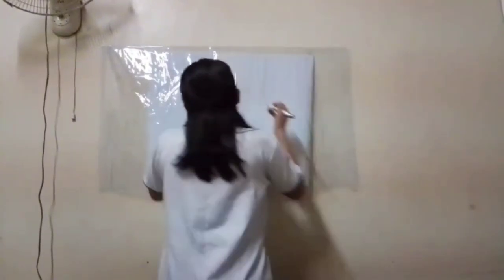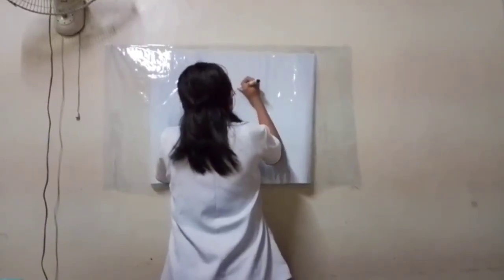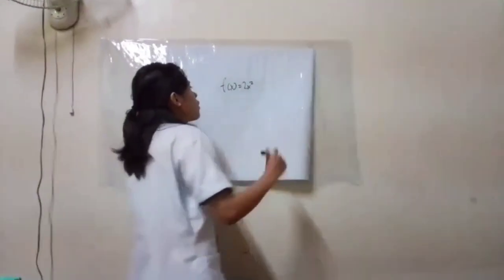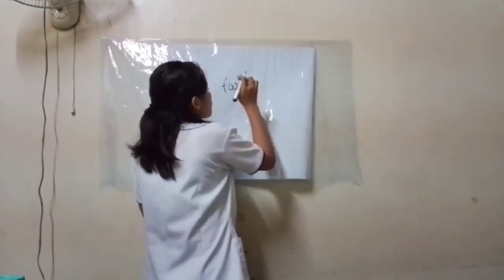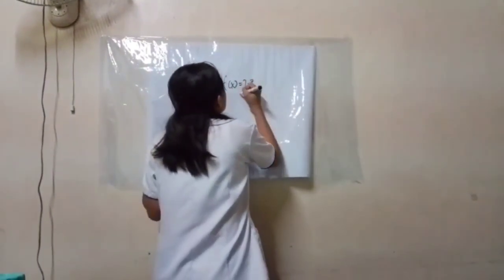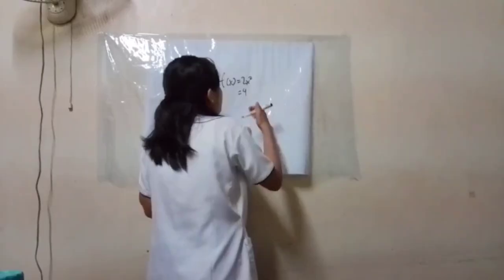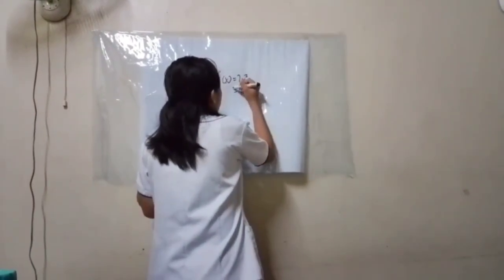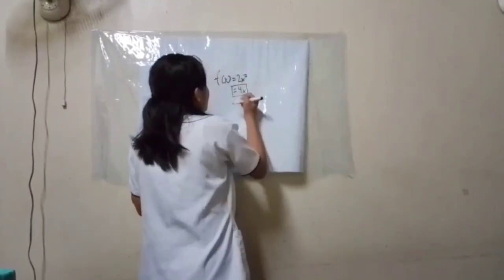Next, before going to antiderivatives, let's first get the derivative of f(x) equals x squared. The first thing that we're going to do is multiply the whole number by the exponent. So 2 times 2 equals 4. Then we're going to subtract 1 from the exponent of x squared, and it will be 4x. And this is the final answer.